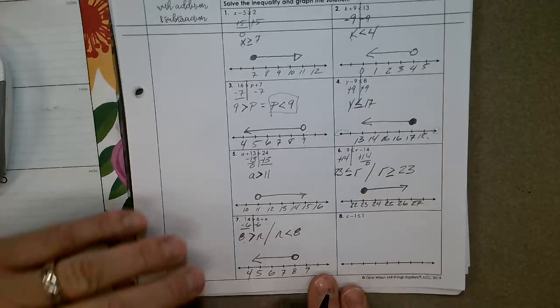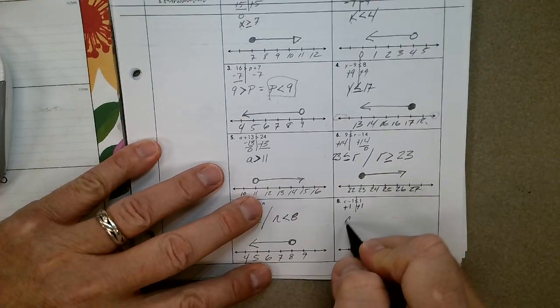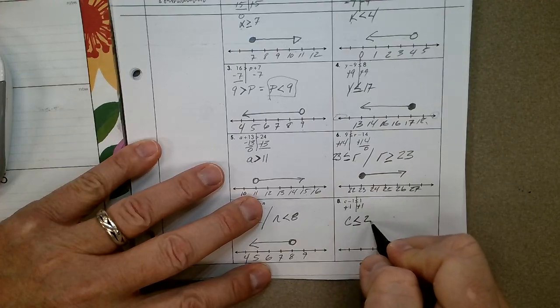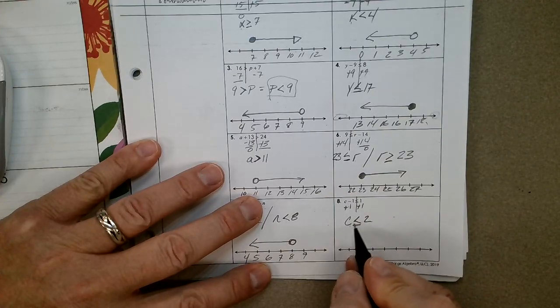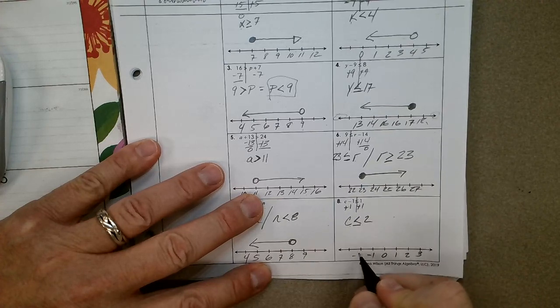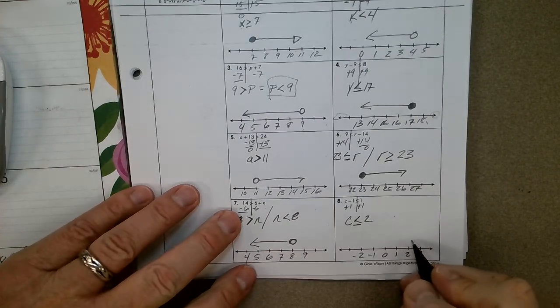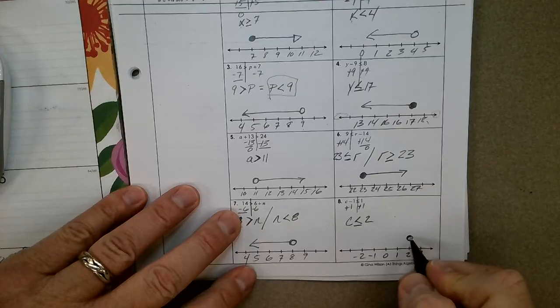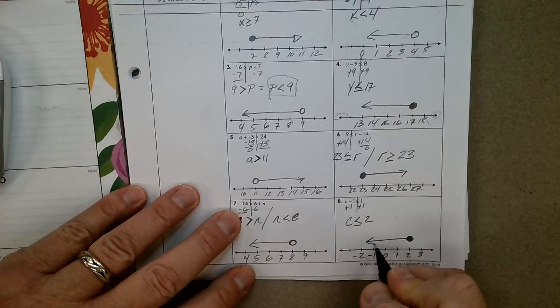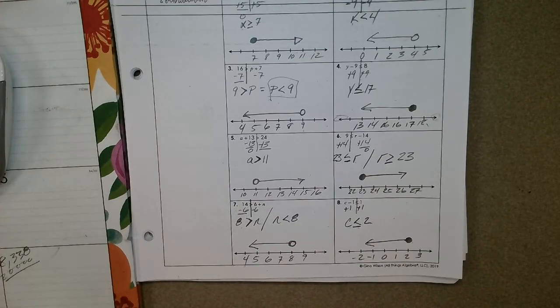Number 8, we're working hard here, okay? Balance beam, add 1, C is less than or equal to 2. Variables first, arrow tells me where to go, 3, 2, 1, 0, -1, -2, right? Put a circle above the 2, fill it in, draw your line that way. It's full because there's an equal to sign there.